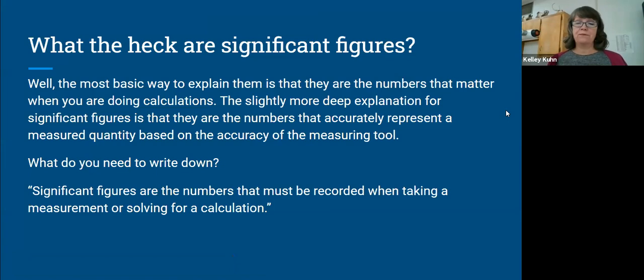So what I'd like you to do is at the top of that first slide, add this statement. Significant figures are the numbers that must be recorded when taking a measurement or solving for a calculation.